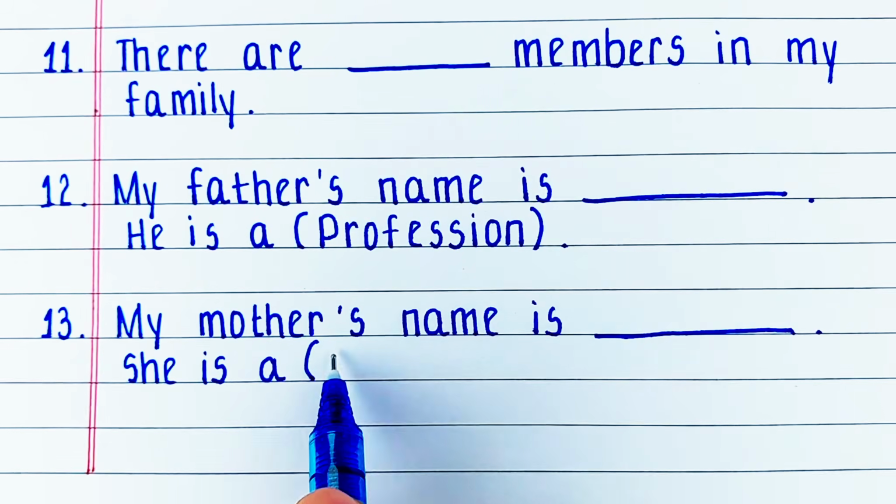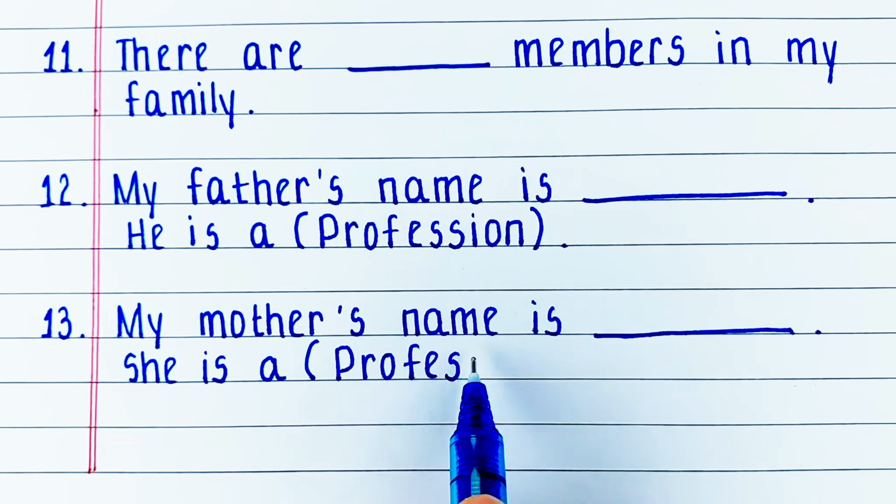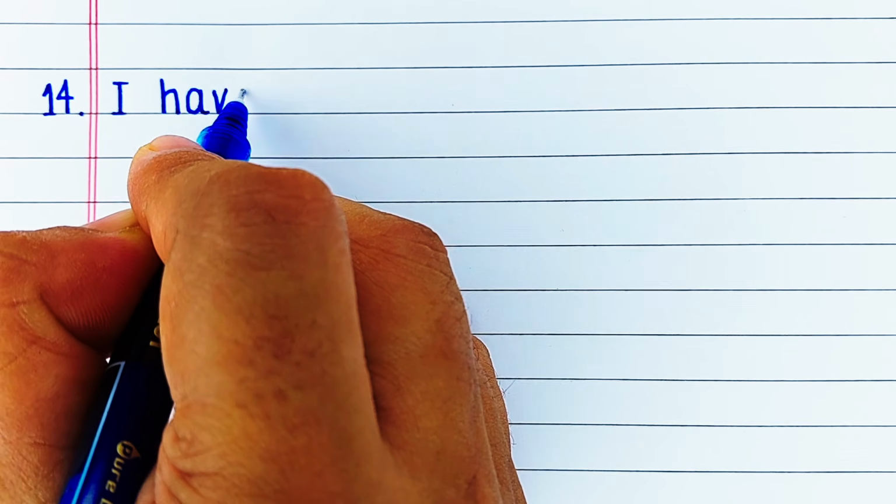Next point is: My mother's name is dash and she is a dash. Here, firstly you will write the full name of your mother, and secondly you will write her profession such as homemaker or teacher or doctor, etc.